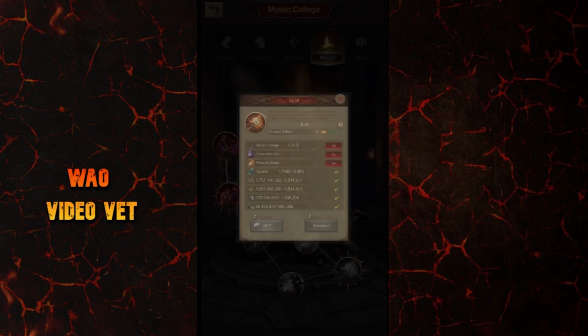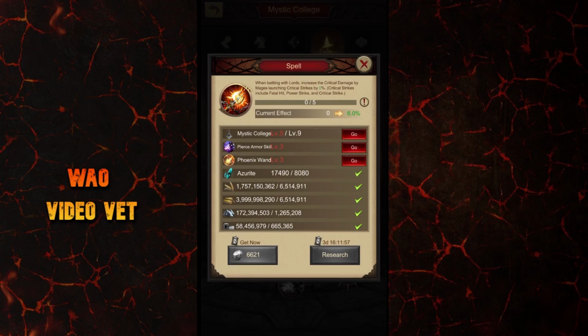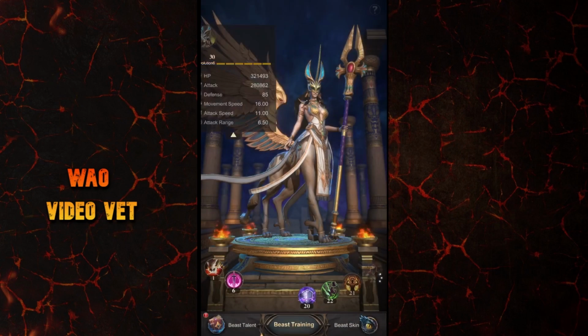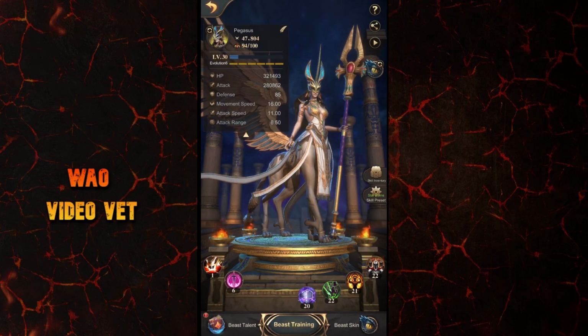If you look at the final Mystic College skill called Spell in the Mage tree, you see another term called Power Strike. It's basically every red skill that has a percentage chance to trigger, like the one for Apollo's Bow, Caelid Welch, etc. Now that that's out of the way, let's also take a look at some terms related to Critical Strike.